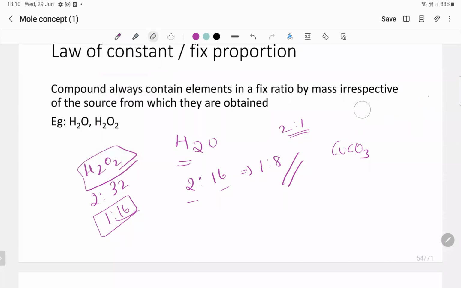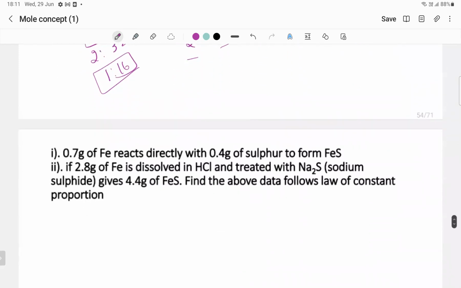Okay, now if I'm taking copper carbonate, CuCO3 is your copper carbonate. You can prepare copper carbonate naturally as well as synthetically. Naturally, copper carbonate is available in the earth's crust, and synthetically we can also prepare it. Wherever you take this copper carbonate, copper will have one atom, carbon will have one atom, and oxygen will have three atoms. That is fixed by mass. You can't change it. Clear?